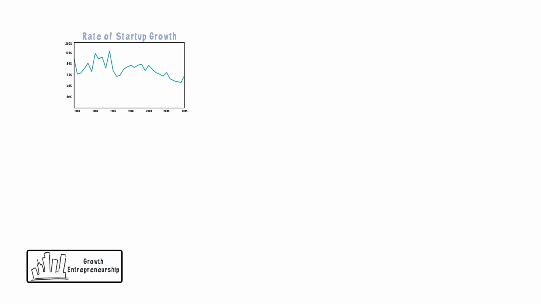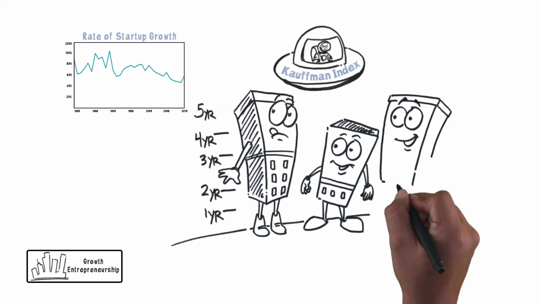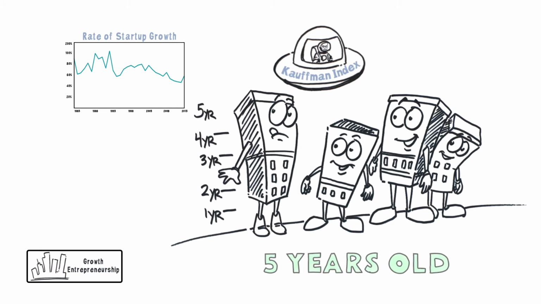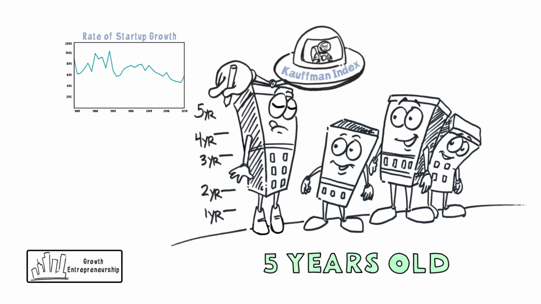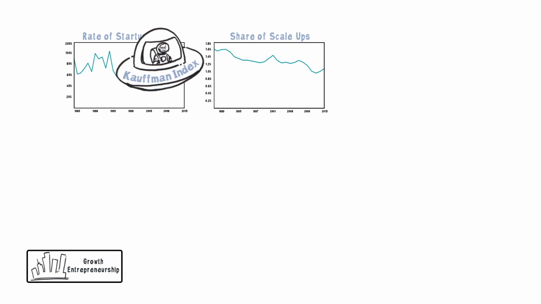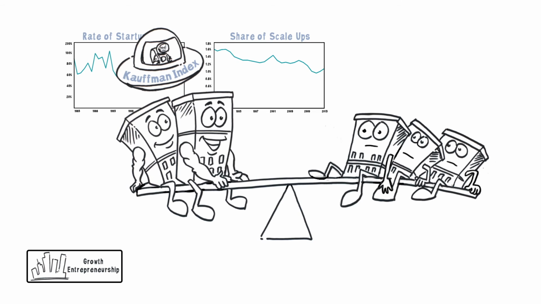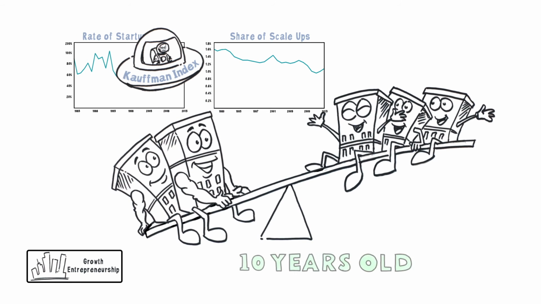The first is the rate of startup growth, which is how much businesses have grown in their first 5 years of operation, as measured by employment. The second indicator is the share of scale-ups, which is the percent of businesses that start as small and grow to medium-sized or larger by their 10th year.